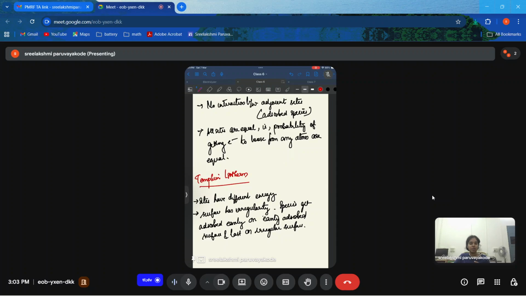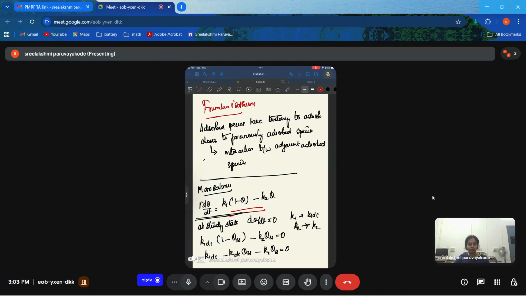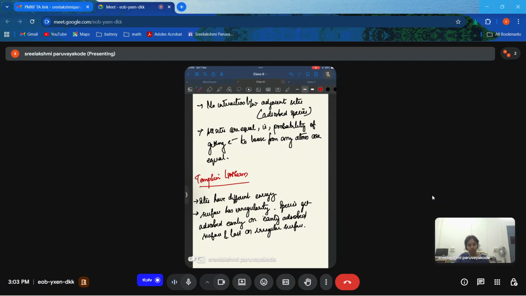So some sites have more affinity on which the intermediates can get adsorbed. It all depends upon the surface of the intermediate and that of the metal surface. The Frumkin isotherm is different in terms of adsorbed species that have the tendency to adsorb closer to the previously adsorbed species. So you should understand here.